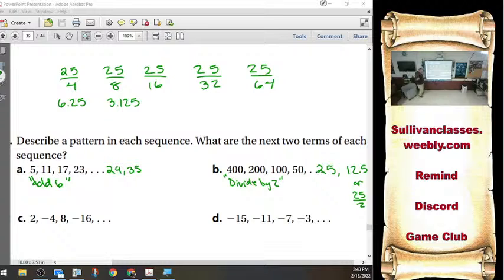This one, if you all caught it or overheard it, is doubling every time, but it's also swapping signs. So I multiply by negative 2. That's how I keep flipping the switch off and on, off and on. So I'll have a positive 32 and then a negative 64.